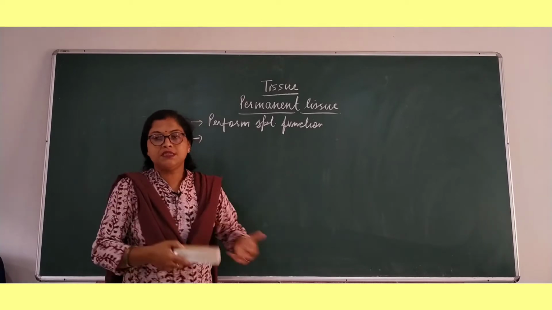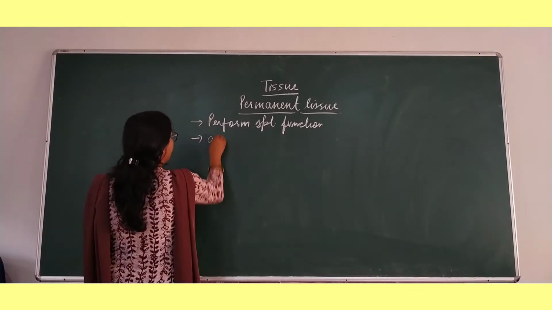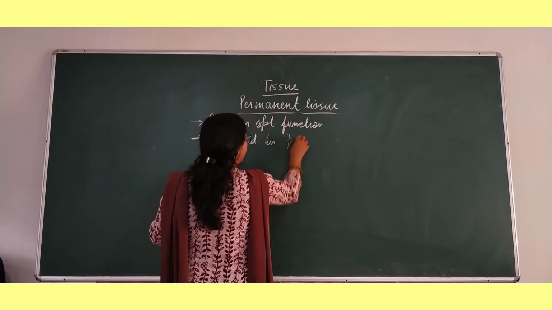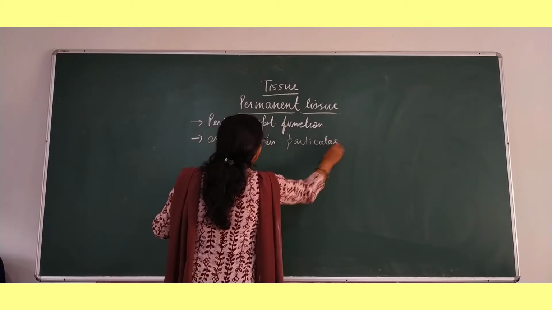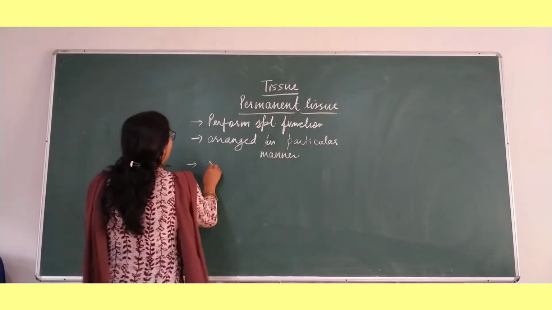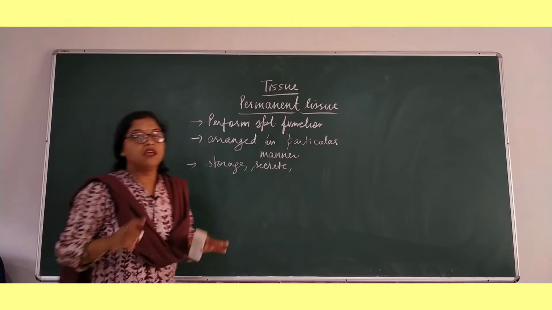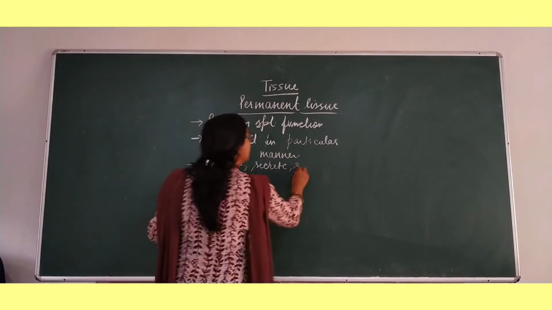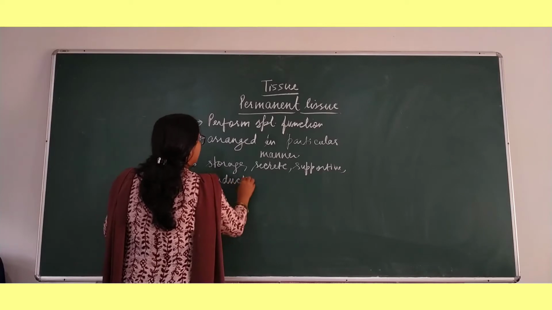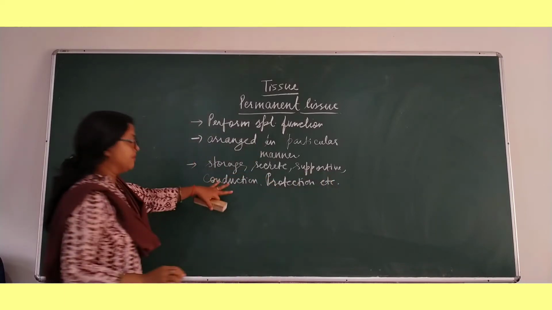For what purpose are these tissues there? These cells or tissues are arranged in a particular manner to perform special functions. What are those functions? These functions may be storage, secretion, support, conduction, or protection. There are many other functions also, but these are the main things they do.